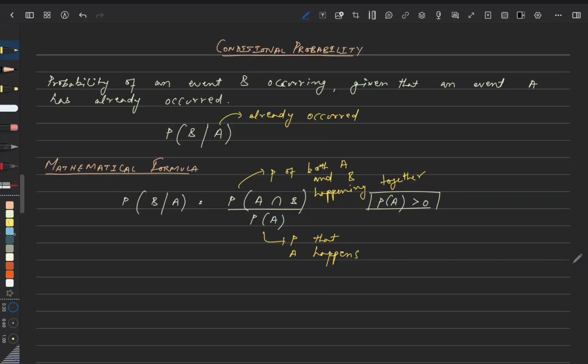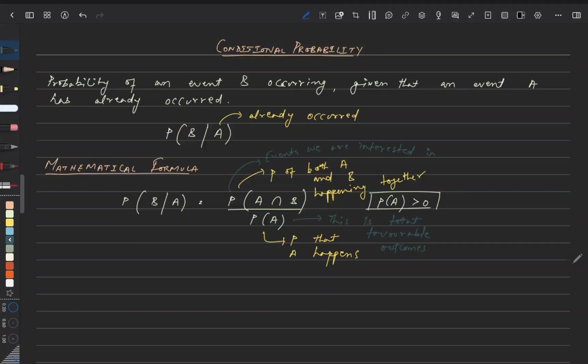So this is the total, and these are the favorable outcomes, the events we are interested in. Okay.